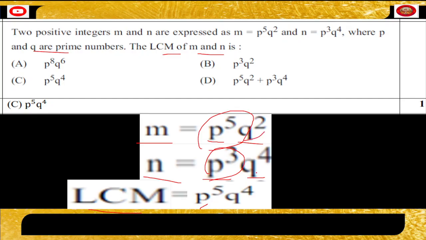Here is q square and q raised to 4. They asked for the LCM, and LCM means highest power. The highest power is q raised to 4. That means the LCM of m and n is p raised to 5 into q raised to 4. That means option C is the right answer.